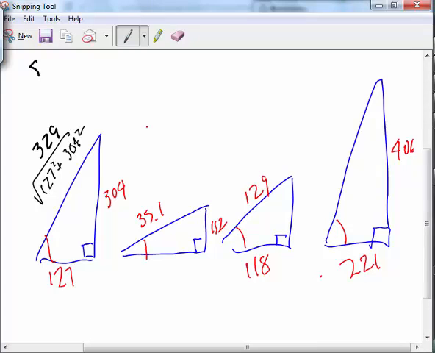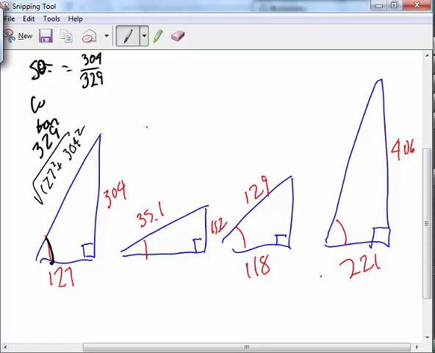So sine of this angle, sine of theta, is opposite 304 over hypotenuse 329. I'll leave you to figure out the cosine and the tangent, because once you get one, you can get the other ones.